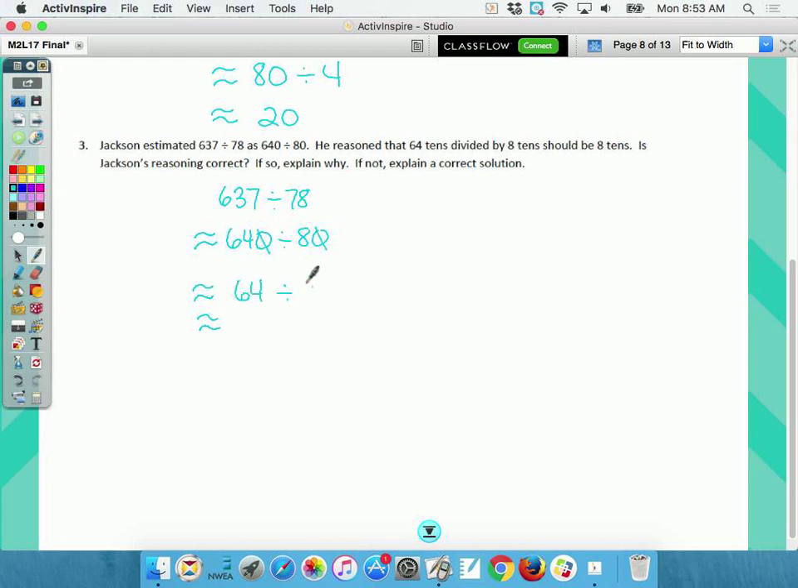64 divided by... Should have been 8 ones. But 64 tens divided by 8 tens should be 8 ones. Correct? So he has an extra 0. Jackson's reasoning was incorrect because 64 tens divided by 8 tens is equal to 8 ones, not 8 tens. The correct solution is 8 ones. Was Isabel right? Yes. Very good. Okay.